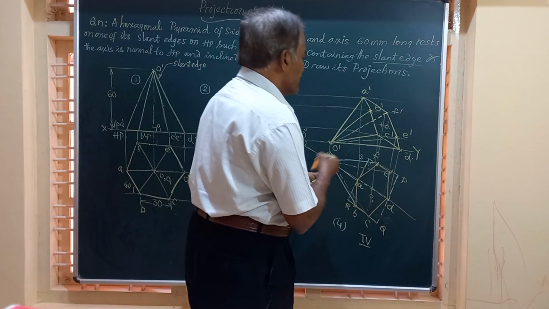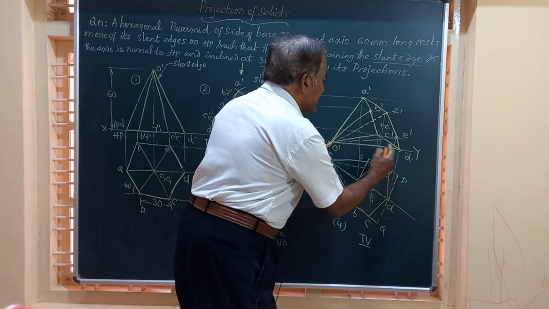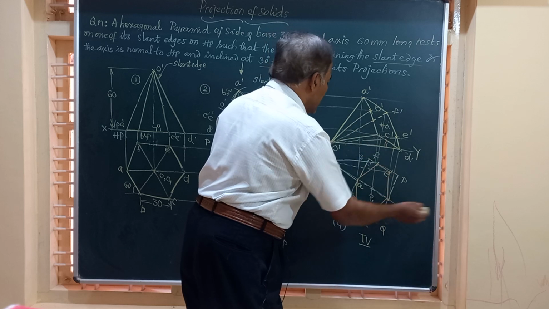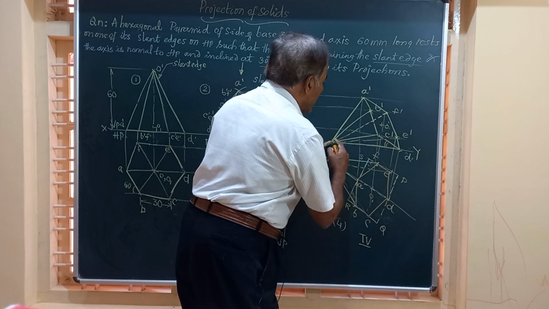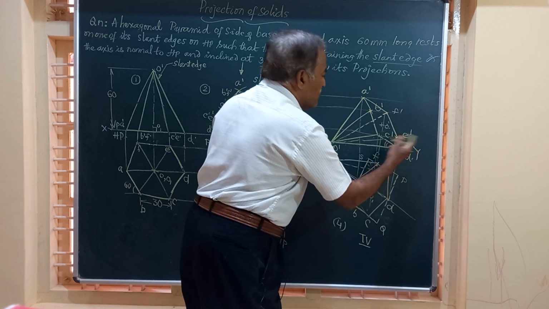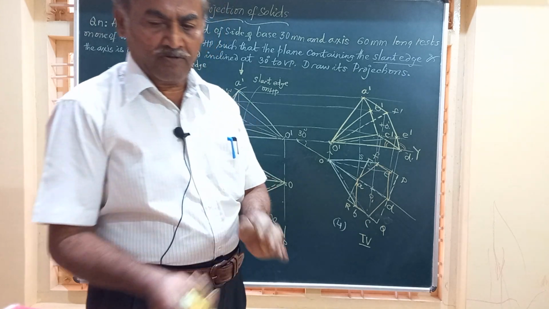So friends, whatever angle the triangle O dash D dash E dash is making with HP is the same as the angle made by the other triangular face containing O dash D dash. So this angle will be the same. That will be sometimes specified in the problem also.